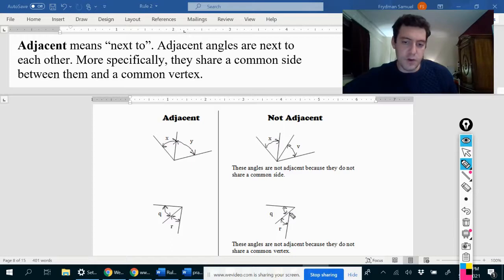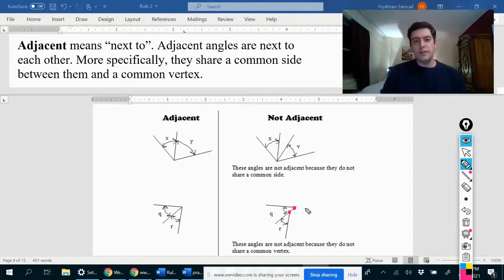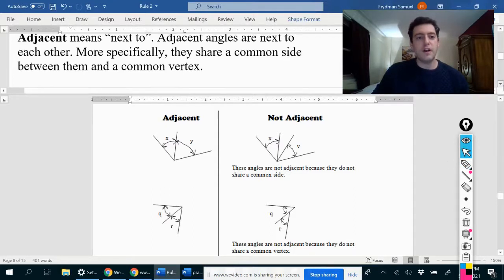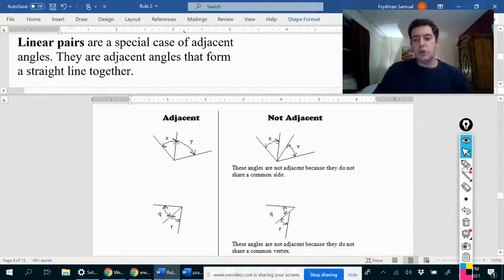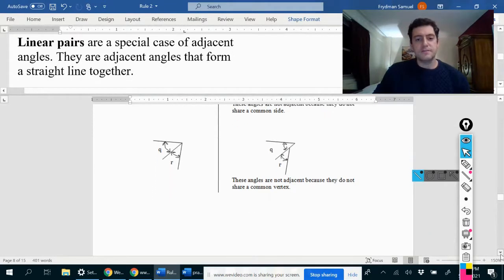The vertex for R is over here. The vertex for Q is over here. So we would not call these adjacent, even though they kind of look like they're next to each other. They do not meet that more strict definition of what adjacent is. Okay, these angles are not adjacent because they do not share a common vertex. All right, so let's move on now to linear pairs.